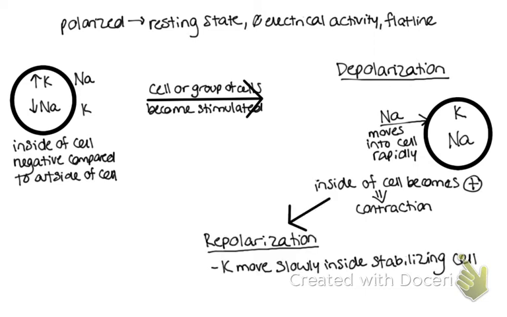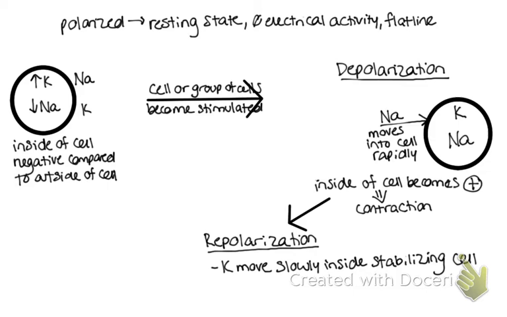Then you have poor Dr. D coming in on potassium. I'm slowly going to get to that finish line. The cell becomes repolarized because it stabilizes the cell. So sodium rushes in super fast, causes the contraction, and potassium slowly comes in, stabilizing it so that it comes back to a resting state.